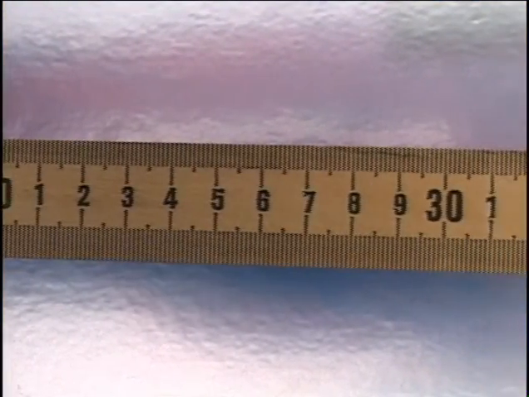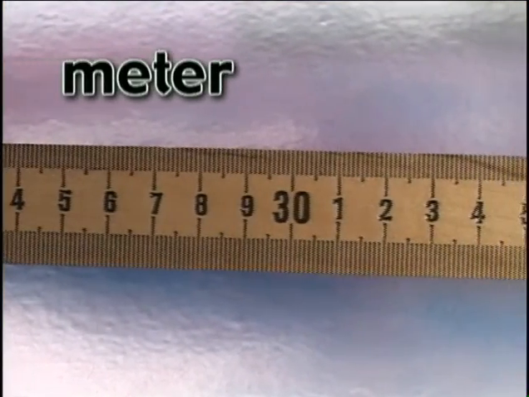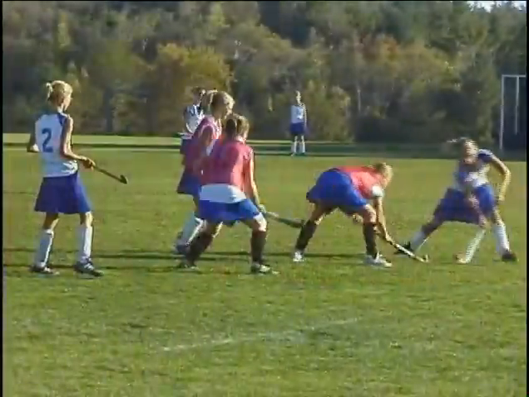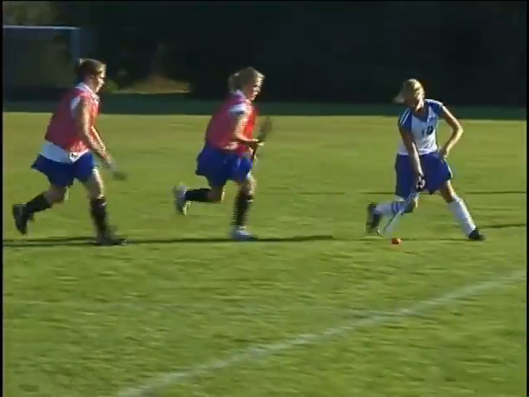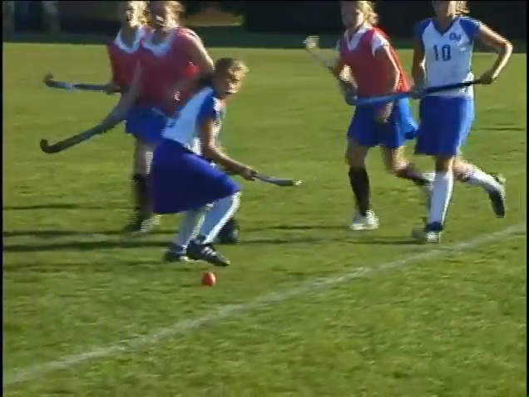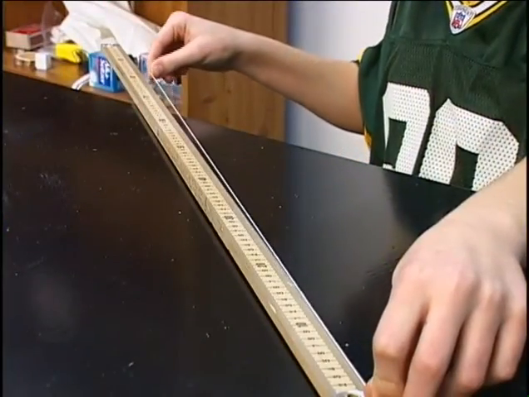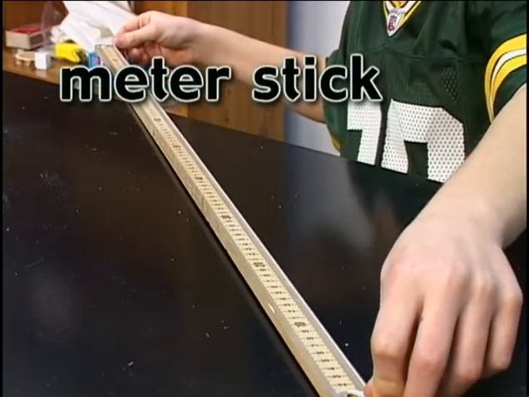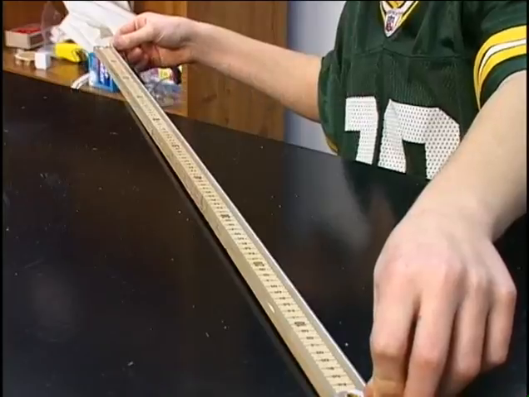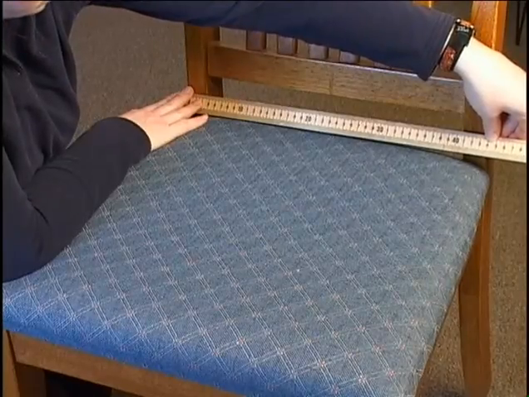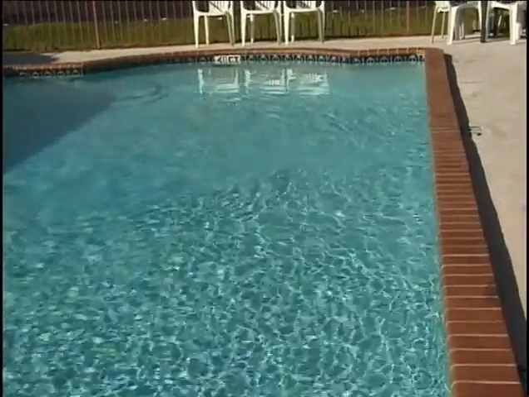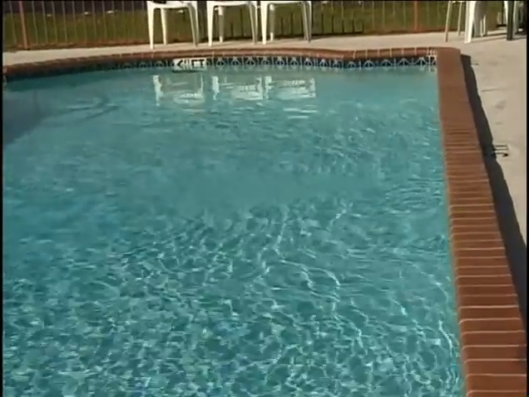The basic unit of length in the metric system is the meter. Most students your age are generally 1.5 to 2 meters tall. This tool, called a meter stick, is 1 meter long. Larger objects, such as furniture and the length of swimming pools, are measured in meters.